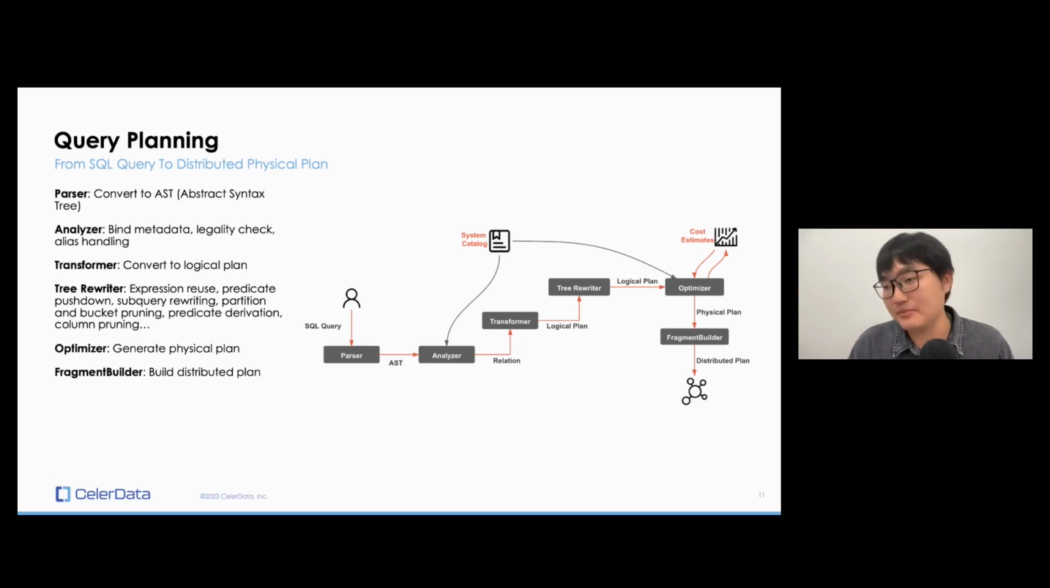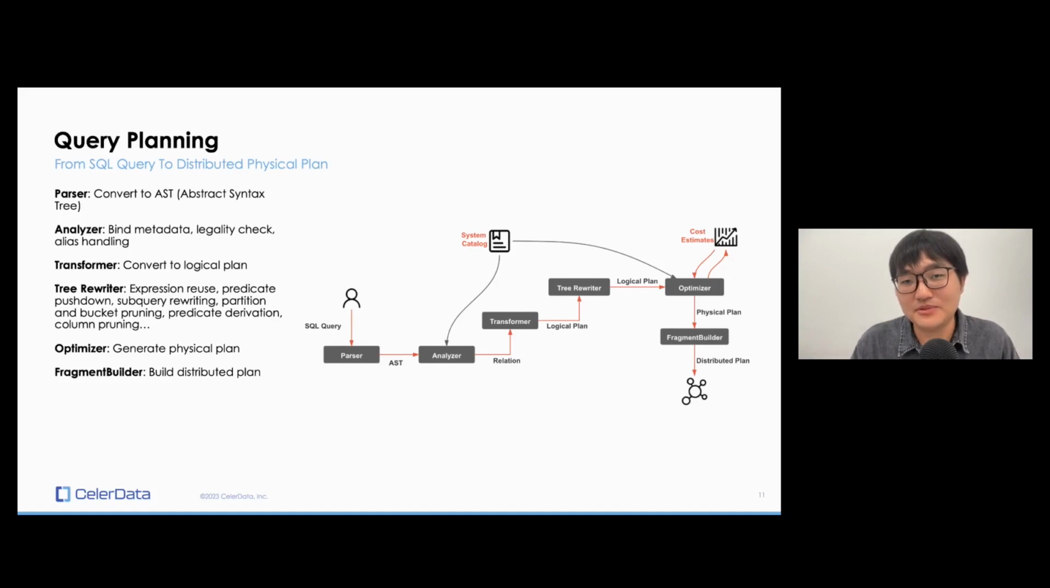And then the fragment builder generates a distributed plan for the execution to use, right? And I think the thing to talk about here is really the difference between logical plan and physical plan, right? Logical plan is, I would say, more of what the query is trying to accomplish, and physical plan is how it is accomplished, right? And so we have a lot more control on the physical plan part.